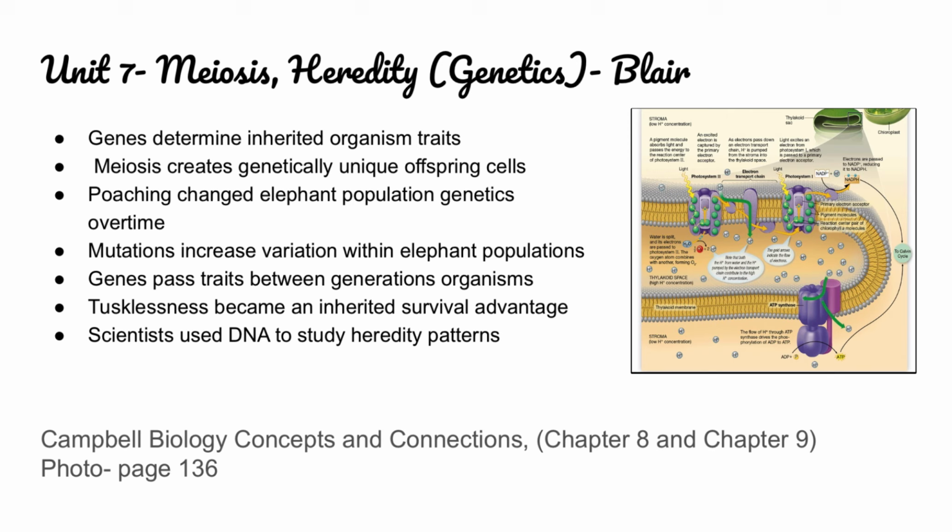Unit 7 is meiosis and heredity. Genes determine inherited organism traits. Meiosis creates genetically unique offspring cells. Poaching changed elephant population genetics over time. Mutations increase variation within the elephant population. Genes pass traits between generations of organisms. Tusklessness became an inherited survival advantage. Scientists use DNA to study hereditary patterns.